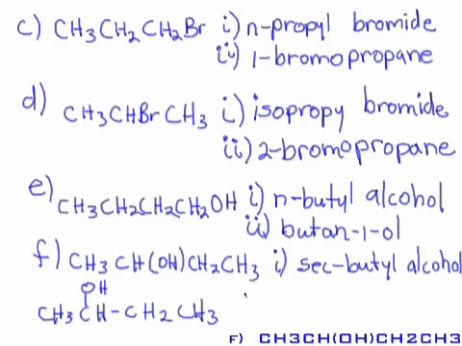Sec-butyl alcohol. The IUPAC name is based on butane, the 4-carbon chain. Drop the E at OL. We have a butanol, and this time the OH is off carbon 2, so this is butan-2-ol.